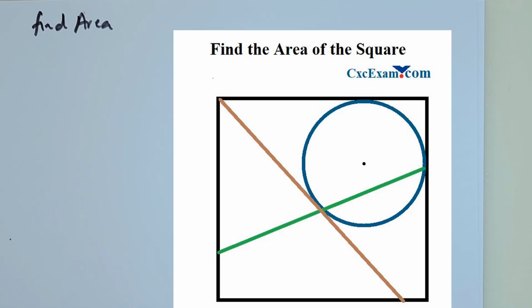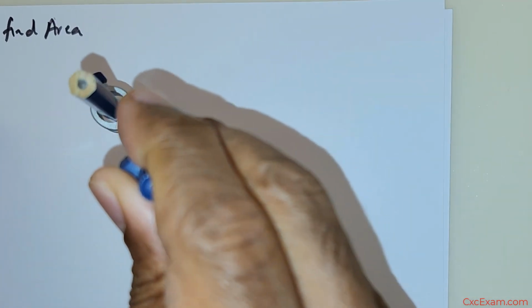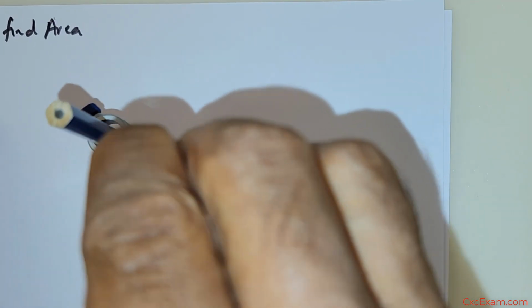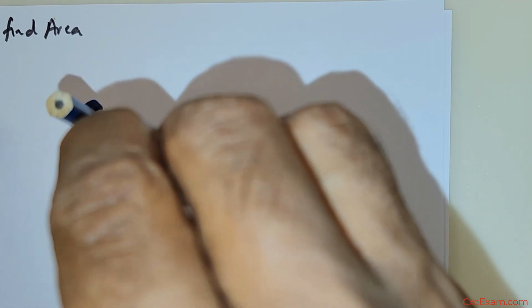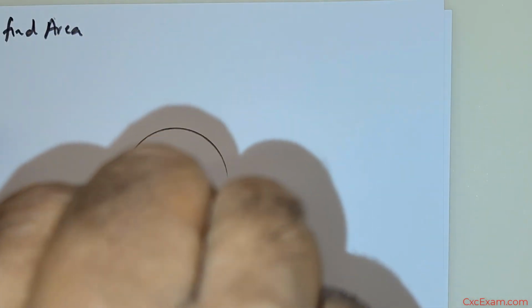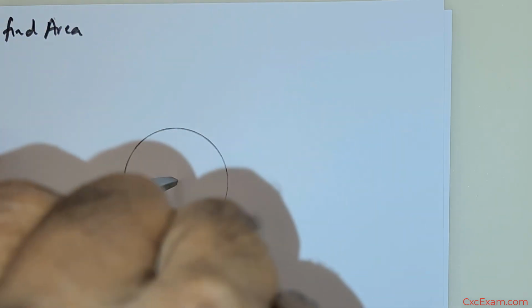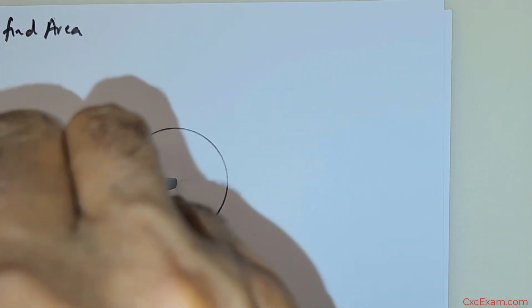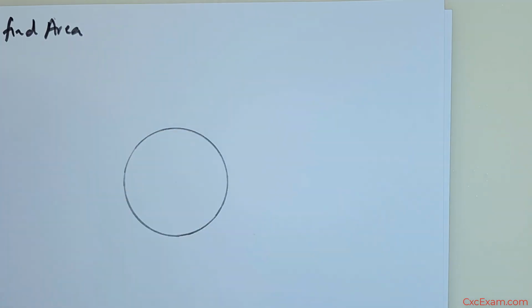Welcome everybody. We got an interesting question. We're expected to find the area. So foremost we need a circle. Okay, having got that circle, let's draw the square.